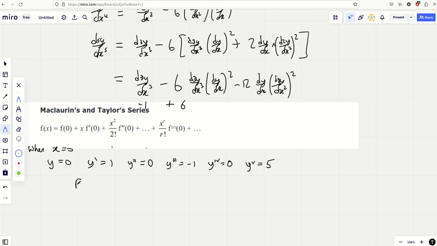Okay, we can now write down the answer. That f of x is going to be equal to 0 for the first term. Then we're going to get plus x for the second term. Minus x cubed over 3 factorial for the next term, and then for the term with to the power of 5 in it, I'm going to have plus 5 x to the 5 over 5 factorial, and that is x minus x cubed over 6 plus x to the 5 over 24, and I think we're done.